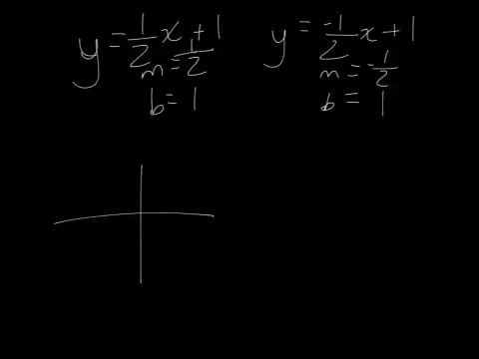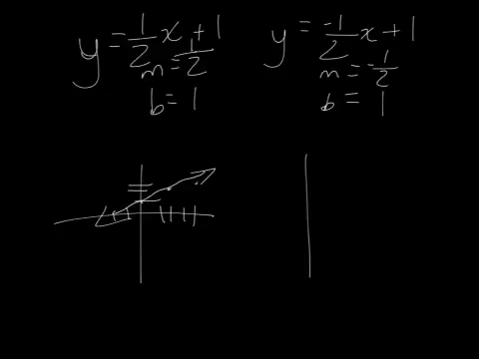So in our first one, we start at 1, then we rise 1 and run 2. We can also go down 1 and over 2. Connect our points, and our graph looks something like that.